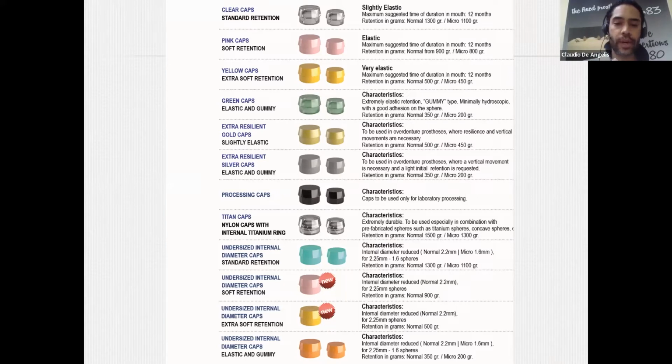So the last 4 are the undersized internal diameter cap. You have the 2.2 on the left side and the 1.6 on the right side. The micro undersized caps are available only in 2 colors, the aqua color and the orange one. Please remember that the black caps you find in the middle are only for processing, so they must be used only in the laboratory.